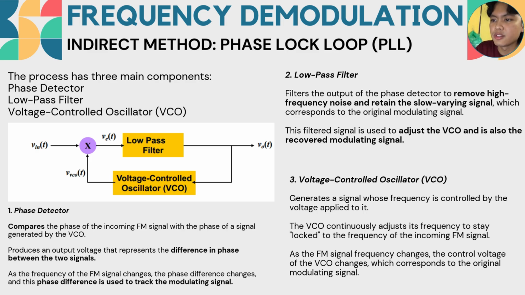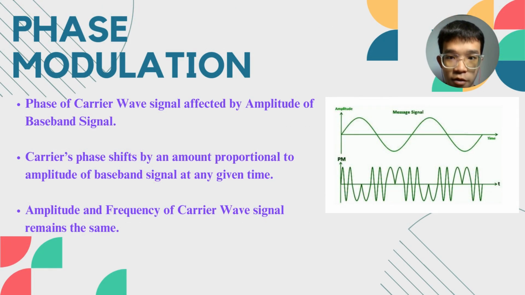Now for the final stage, which is the voltage-controlled oscillator, it generates a signal whose frequency is controlled by the voltage applied to it. The VCO continuously adjusts its frequency to stay locked to the frequency of the incoming FM signal. As the FM signal frequency changes, the control voltage of the VCO changes, which corresponds to the original modulating signal. Okay, so now I'll talk about phase modulation.